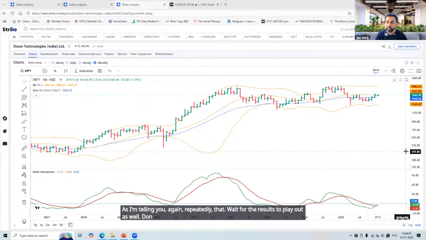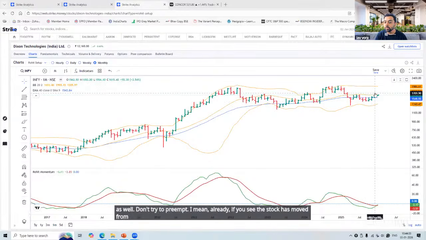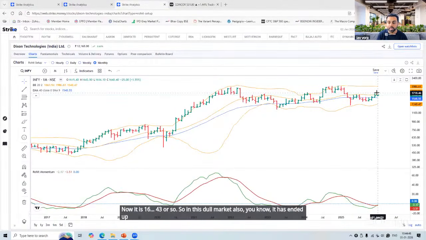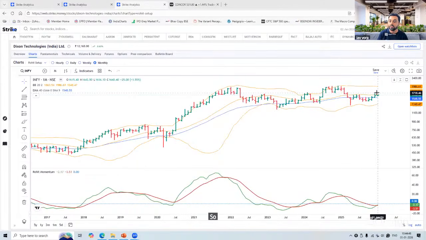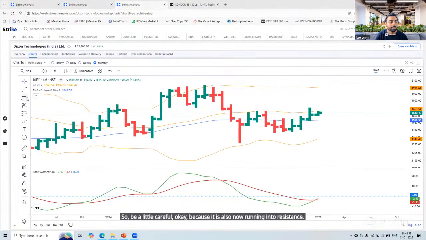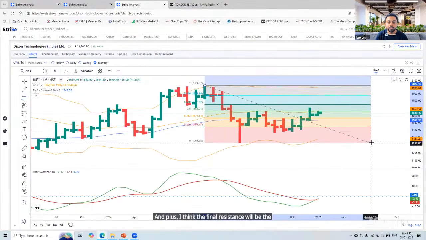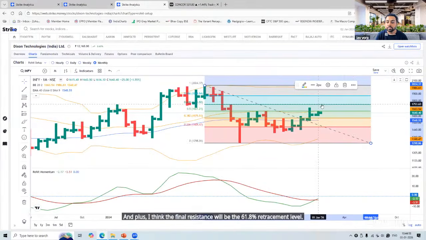Don't try to preempt. Already, the stock has moved from 1400 to almost 1693 levels or so. In fact, the low was 1410, now it is 1643 or so. So in this dull market also, it has risen 10%. So be a little careful, because it is now running into resistance, and I think the final resistance will be the 61.8% retracement level, which is around the 1750 mark.